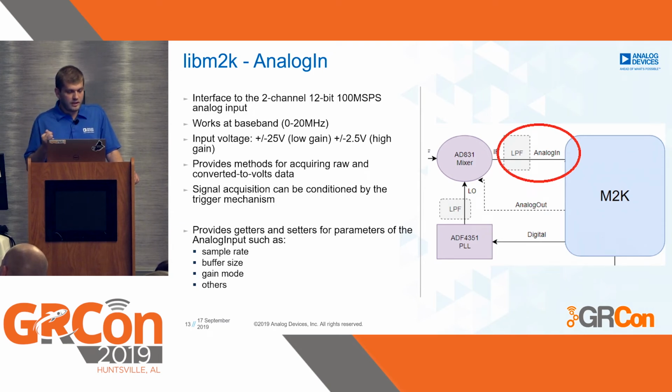The analog in class is the interface to the 2-channel, 12-bit, 100 megasamples per second analog input. This analog input works at baseband. Like I said, this is not an RF transceiver. This is more like an instrumentation thing. It has an input voltage of plus minus 25 volts in low gain and plus minus 2.5 volts in high gain. And with the libm2k, you don't have to worry about converting from raw values to volts, because all of these methods are provided for you.